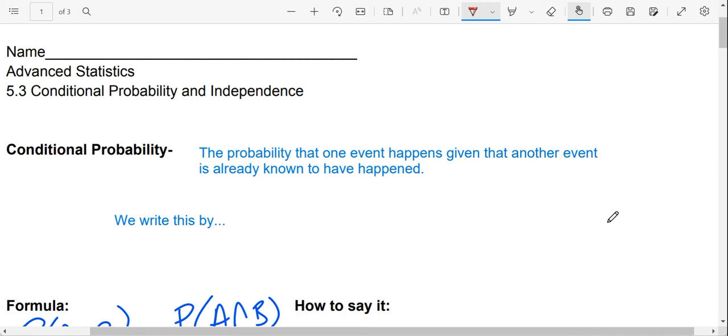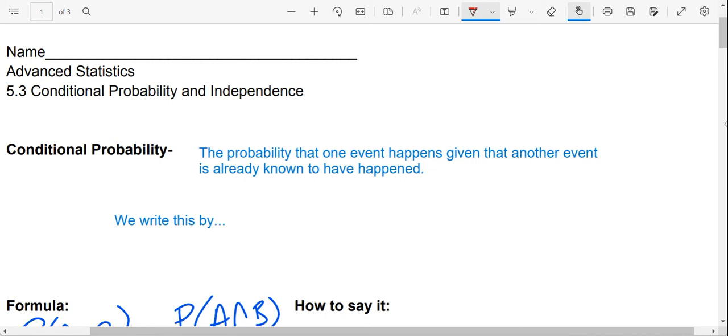So you probably don't know what conditional probability is, so it's probably good to define it to start off. Conditional probability is the probability that one event happens given that the other event is already known to have happened. That might sound a little goofy, but really all it's saying is in these problems you're going to be told this is happening. If we know this is happening, what's the probability of another thing happening? Because a lot of times if you know something's going to happen, it changes the probability of the thing you're trying to find happening.